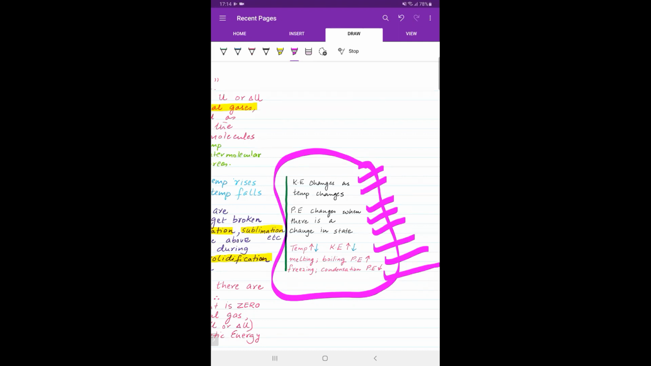See, as a side note, ये पूरा statement अगर आपको याद हो, this more or less explains the concept of internal energy.